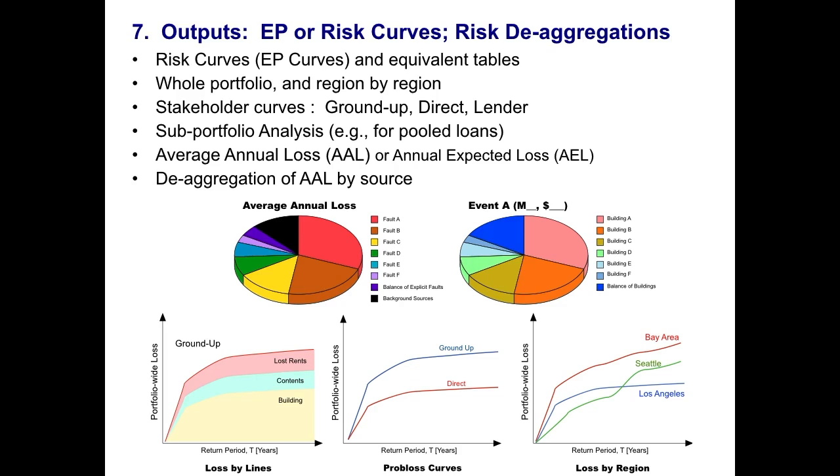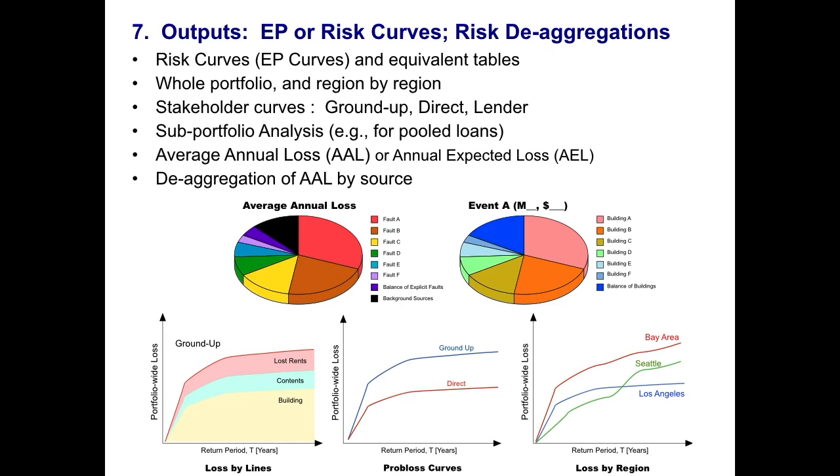There are also the stakeholder curves, ground up loss, direct loss, lender loss, and we can do various different kinds of sub-portfolio analysis. So we can take logical groupings of properties and show the component losses under the total portfolio.